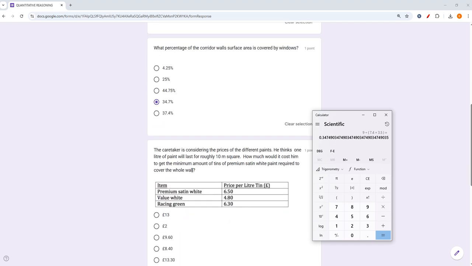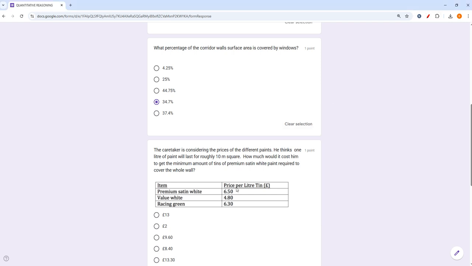A caretaker is considering the price of different paints. He thinks 1 liter of paint will cost roughly 110 meters square. How much would it cost him to get the minimum of premium white satin?